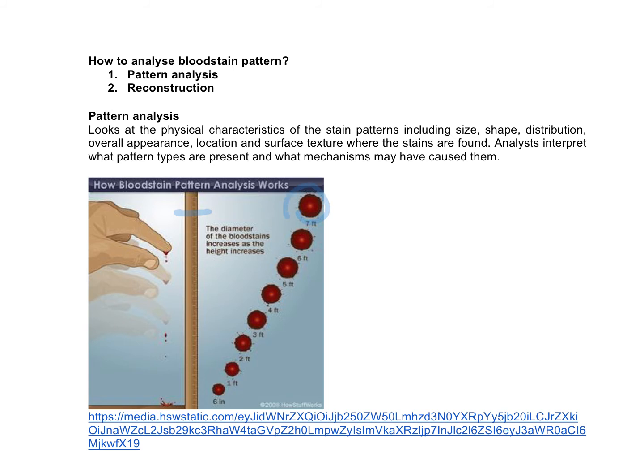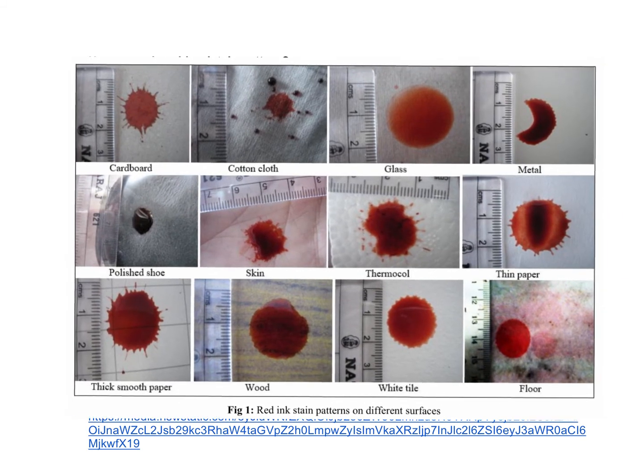So if the blood is dropped from a very high level, the blood drop will be larger in diameter. But if it's dropped from a shorter height, very near to the ground, then the blood stain would be smaller in diameter.